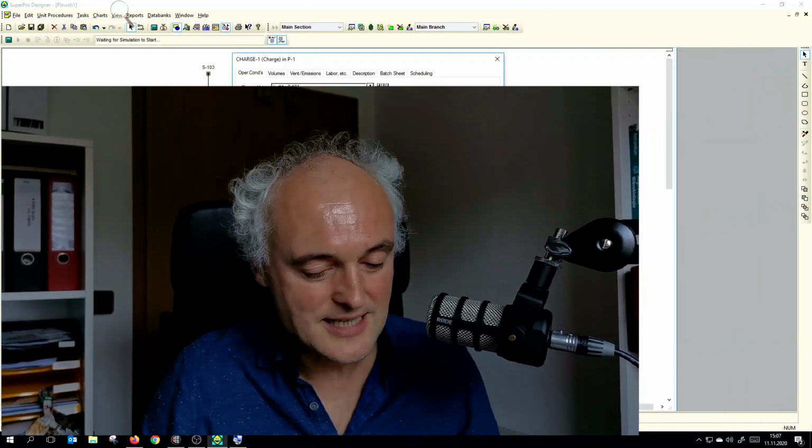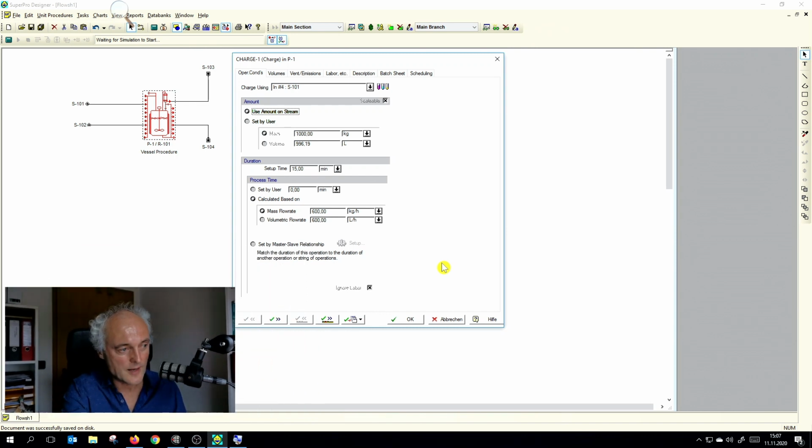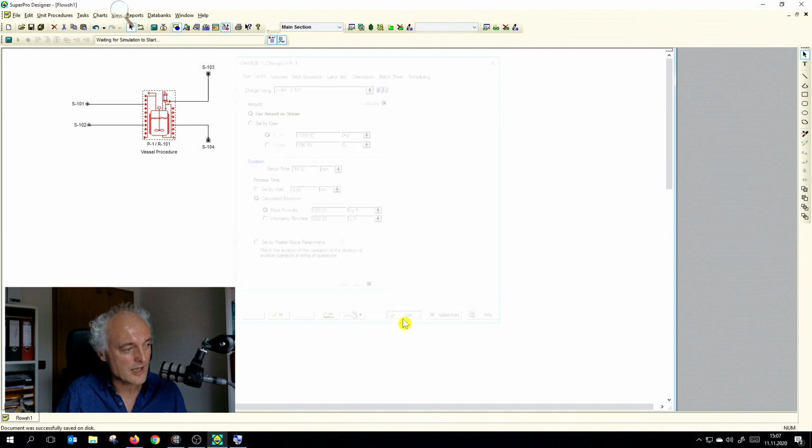So this means don't make it too complex. Don't go from the very beginning and put in too much if you don't need it. And this is exactly what we do here. So we do not touch these values, process time, and so on. We just keep it and we use this amount of the stream. Okay, so we have initialized our first operation.